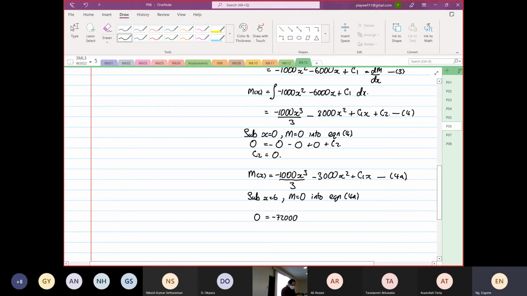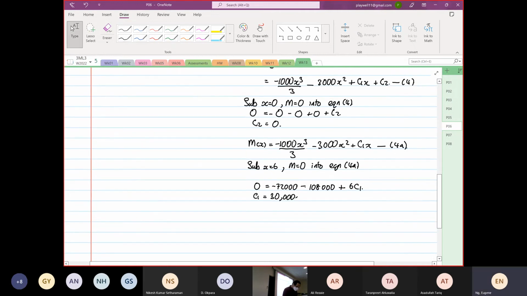I'll do it again. So 6 to the power of 3 divided by 3 times 1000, minus 72 minus 3000 times 6 squared is equal to 108, 123 plus 6 C1. Okay, so therefore 72, 123 plus 108, 123 divided by 6 is equal to 30,000. So C1 is equal to 30,000.